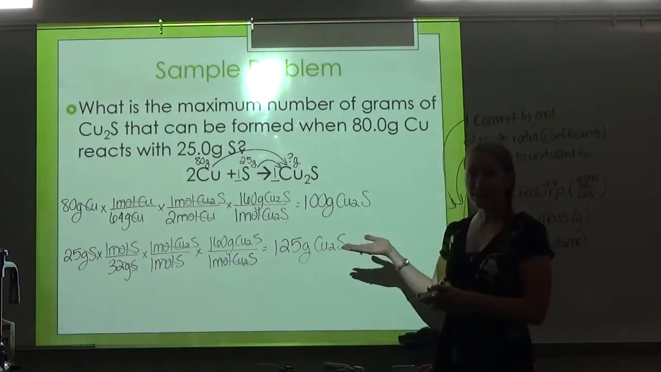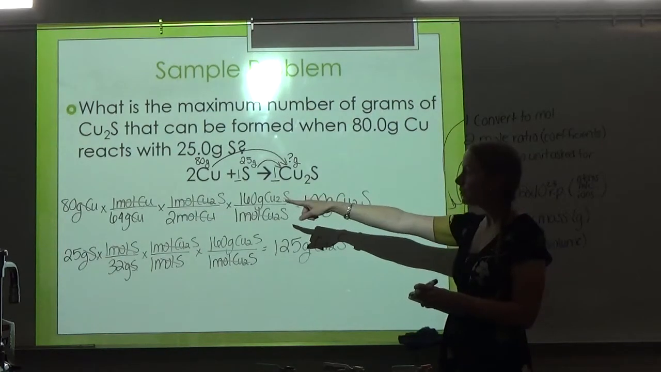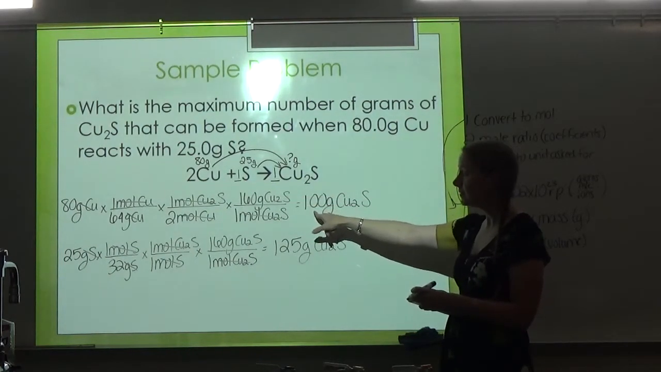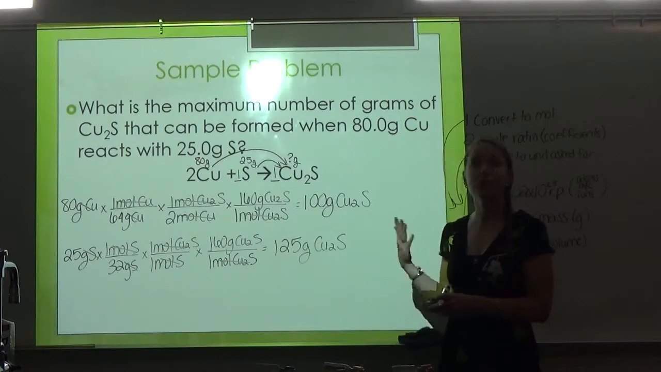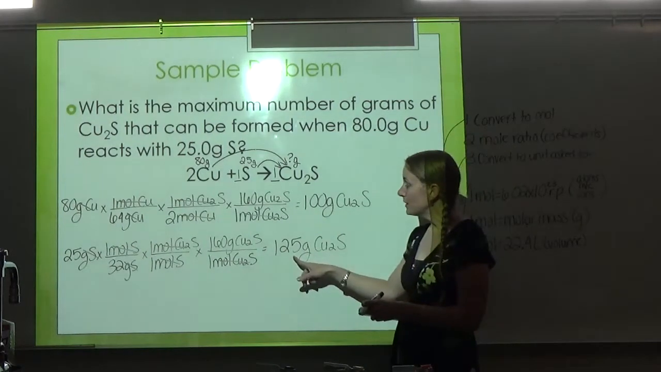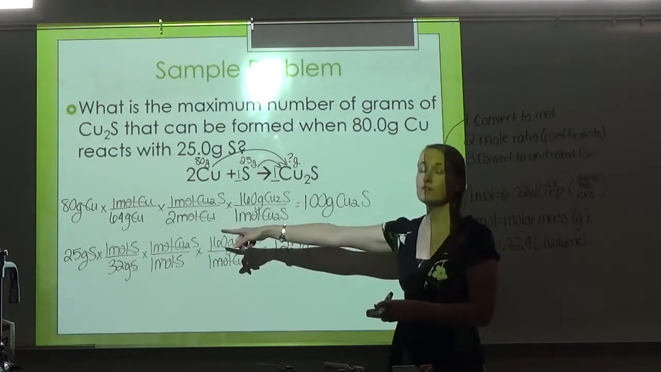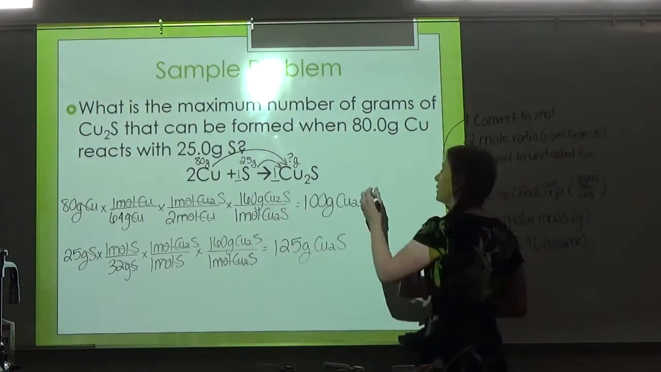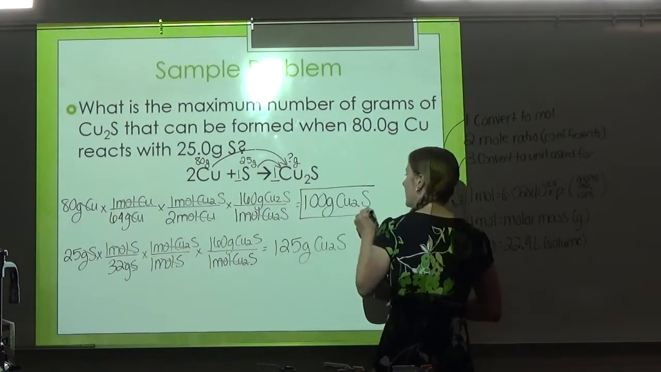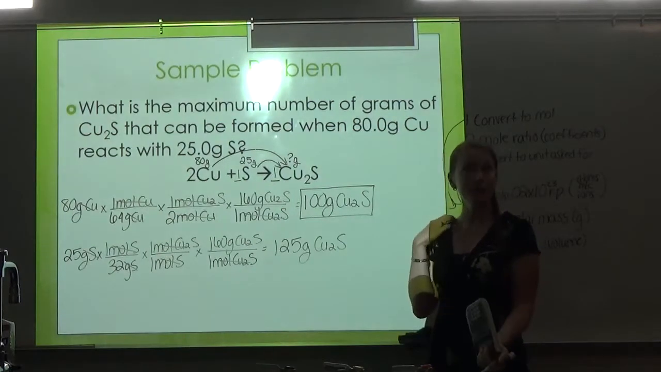So in reality, once the copper runs out and we've made 100 grams, I can't make any more because we're out of copper. We would only be able to make the 125 if we had enough copper to react with the sulfur. So the actual amount that I'm going to make is the 100 grams, because you'll pick the lower.